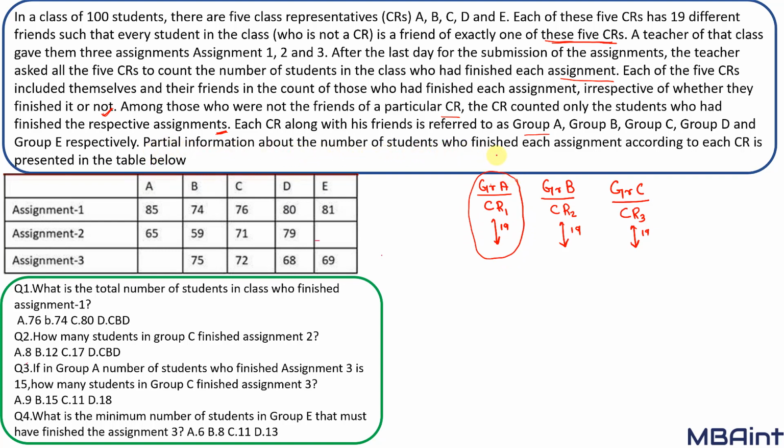Now let's read further. Partial information about the number of the students who finished each assignment according to each CR is represented in the table below. Okay, so partial information is there. Two blanks are left here and here. Now what does this 85 mean over here? 85 means that for assignment 1, according to the CR of group A, 85 students have completed this assignment. Now what would the CR of group A include? It will include all his friends, that includes himself and all his friends, 20 people.